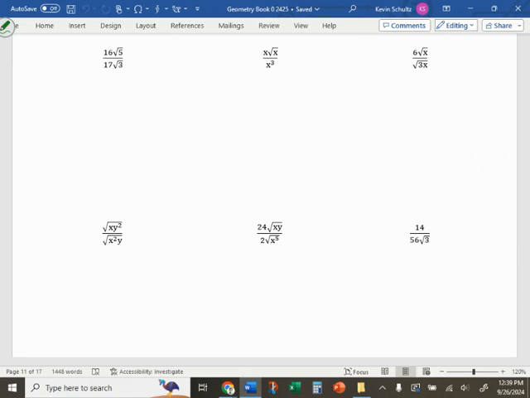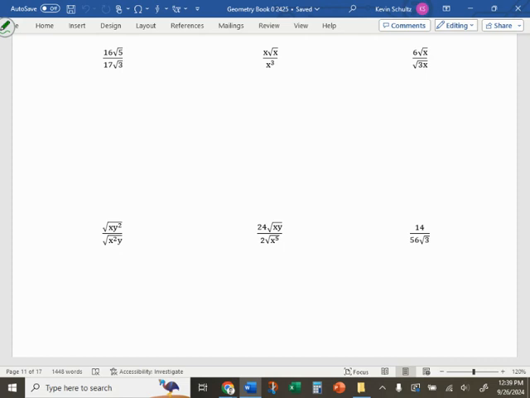So x root x over x cubed. What should we do? You should simplify the x. So we don't need to simplify x cubed because there's no root over it. What can we simplify? The root over x.